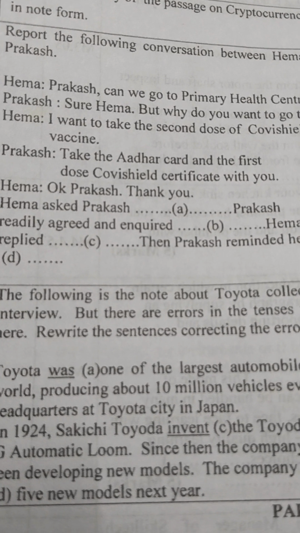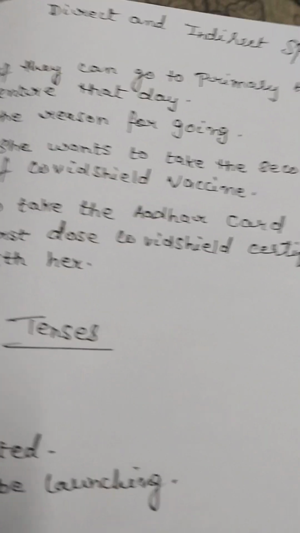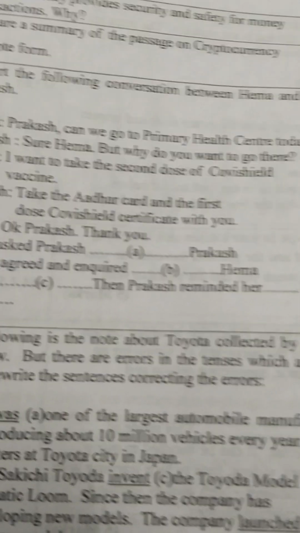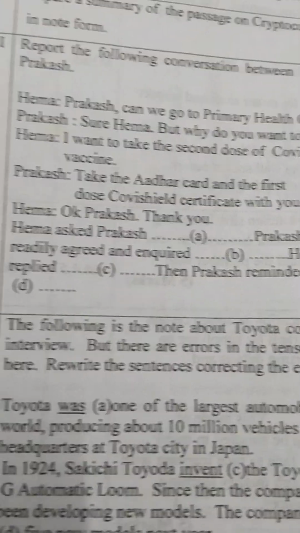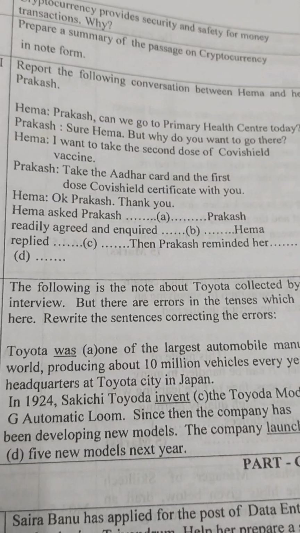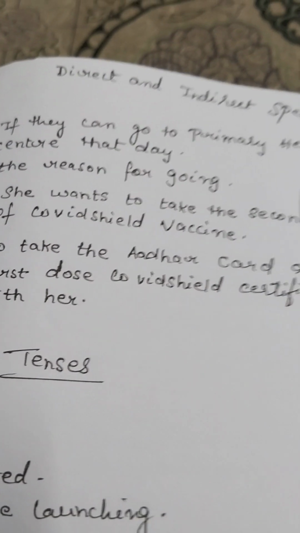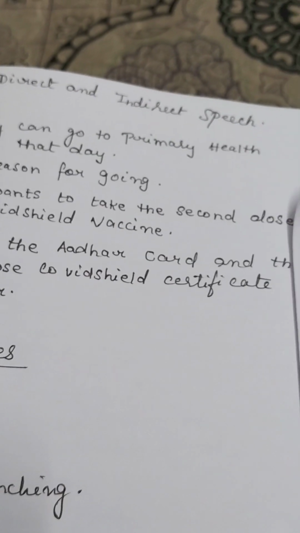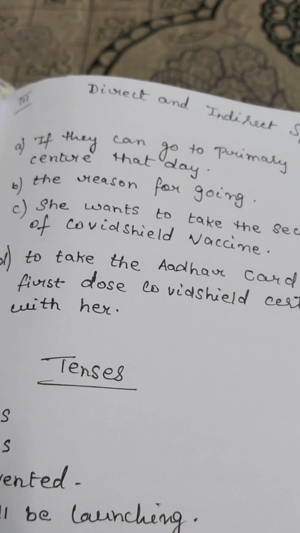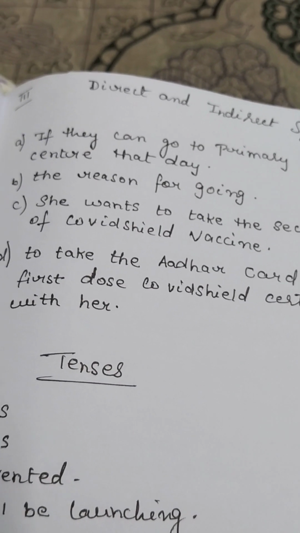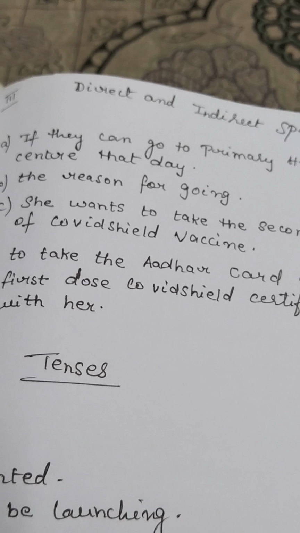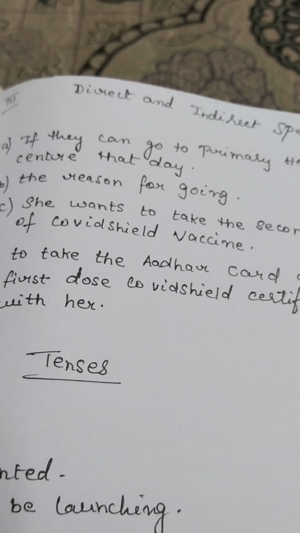Prakash readily agreed and inquired. So we go to the answer: the reason for going. So he inquired the reason for going there. Hema replied. So Hema replied she wants to take the second dose of Covishield vaccine. So the third answer is she wants to take the second dose of Covishield vaccine.